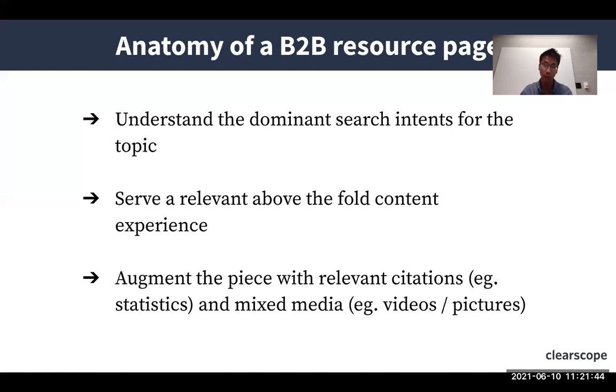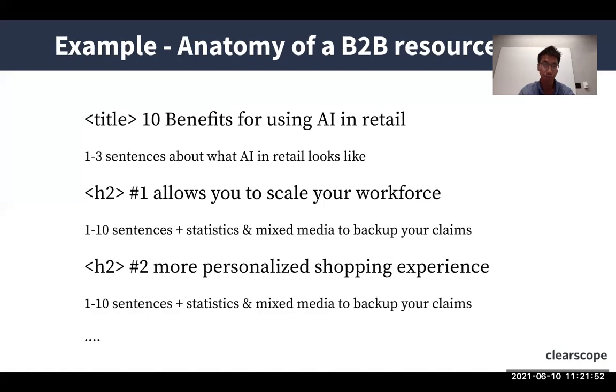So this one's a little bit more straightforward, probably what you're more used to when it comes to creating article or blog content, right? I think it just follows this pretty standard flow. You have the core intent that you're servicing. In this example, it'd be 10 benefits of using AI in retail. Number 1, number 2, that kind of stuff.